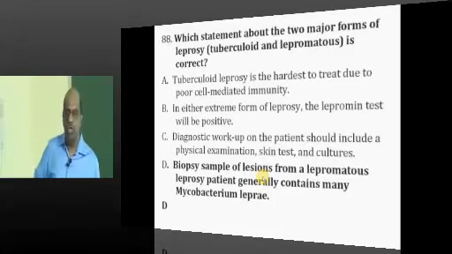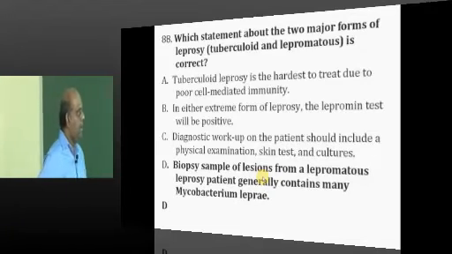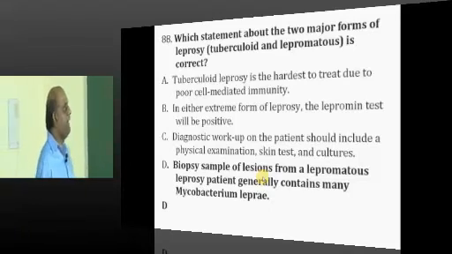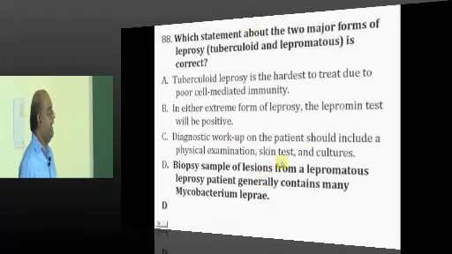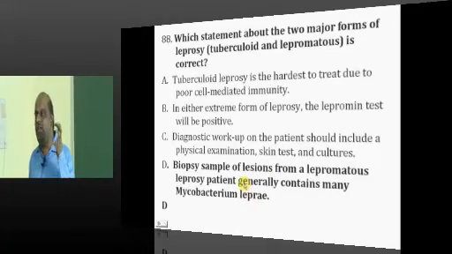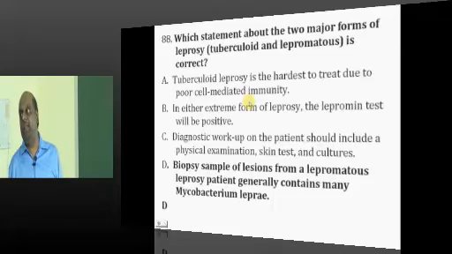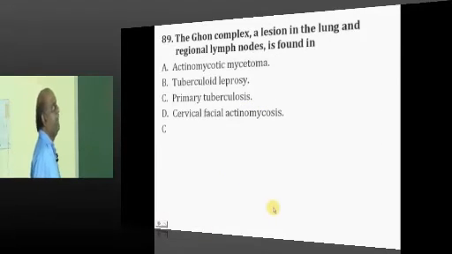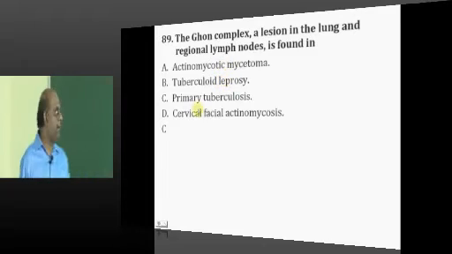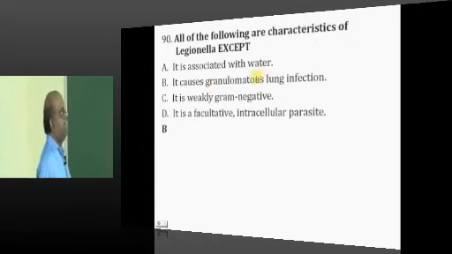Now, tuberculoid versus lepromatous leprosy. See, doctor, the difference is the lepromin test will be negative in lepromatous leprosy, and if you do the biopsy, you will find multiple teeming Mycobacterium leprae found only in the case of lepromatous leprosy, is what needs to be appreciated. Ghon complex and primary TB in the case of children, you are not going to forget.